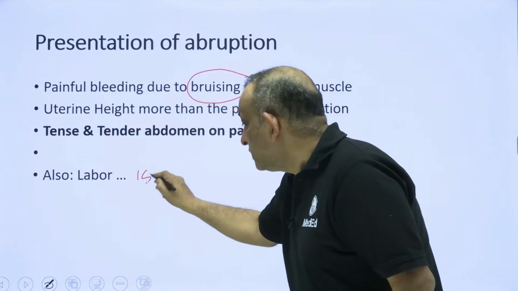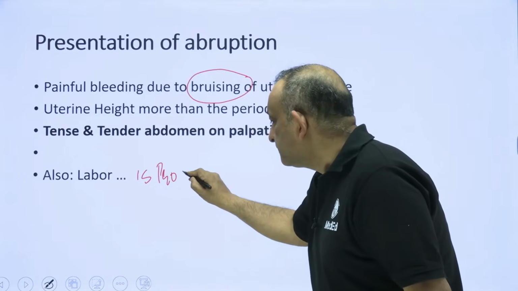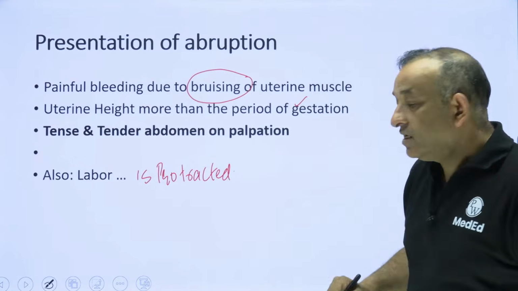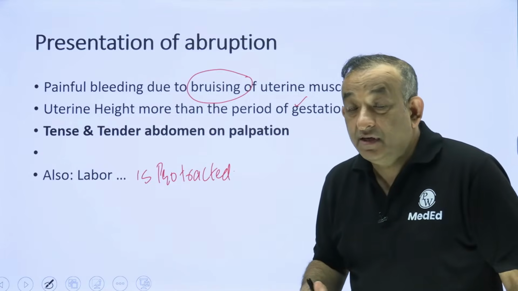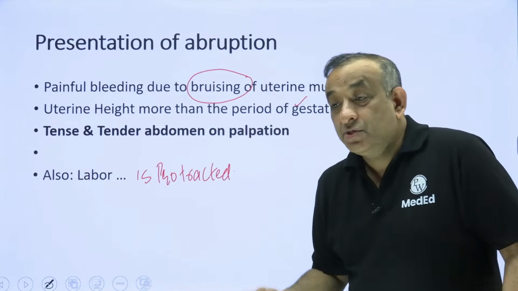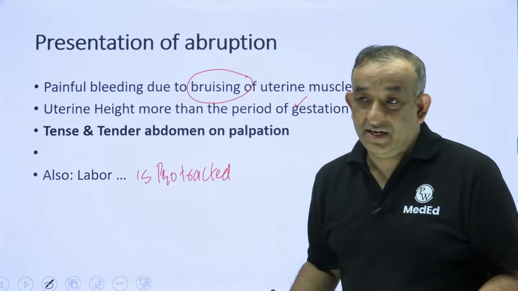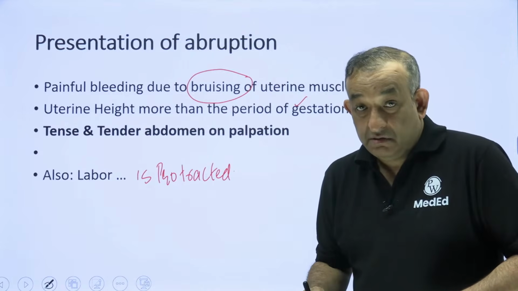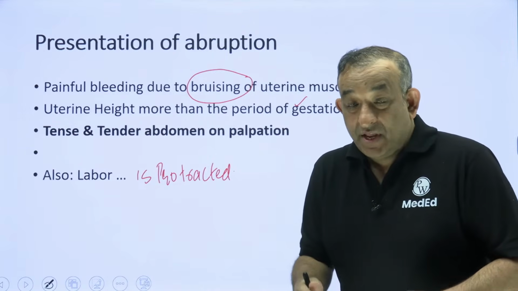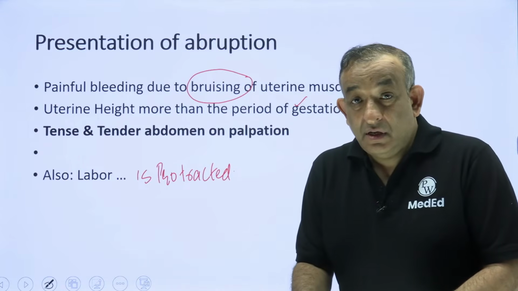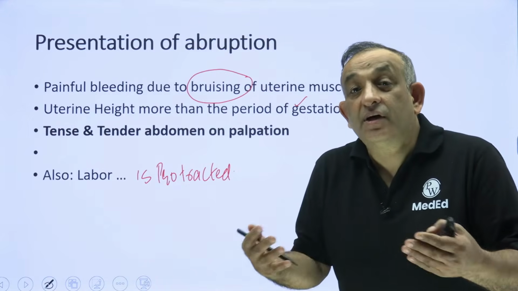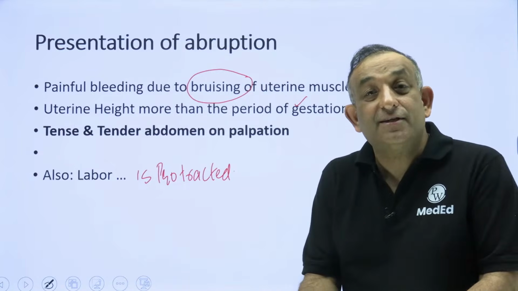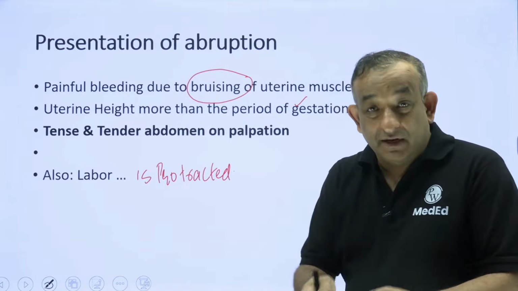Labor is protracted, delayed. But yes, sometimes it happens in a hurry also, abruption. So labor will happen in abruption definitely, but it may not start very effectively. So labor is protracted, and the moment the baby delivers, after that also the contraction won't be very nice because the uterine muscle is bruised. So when the uterine muscle is bruised, it does not contract for delivery of the baby.